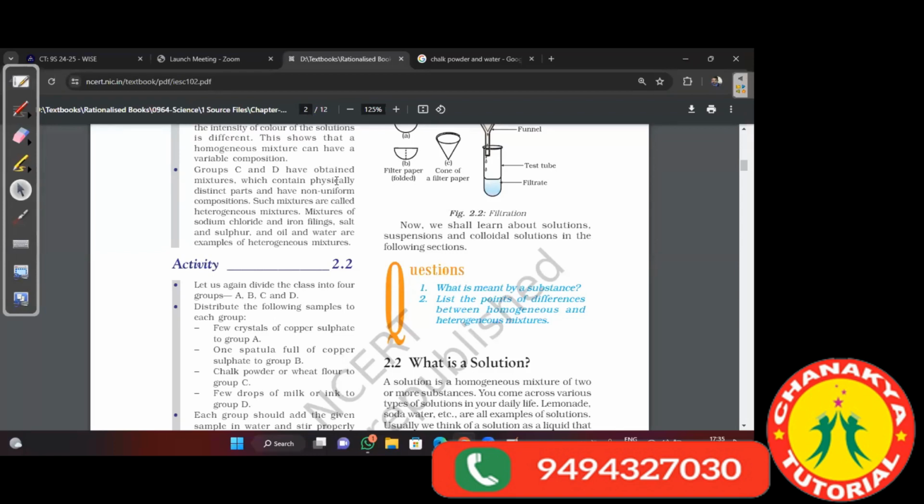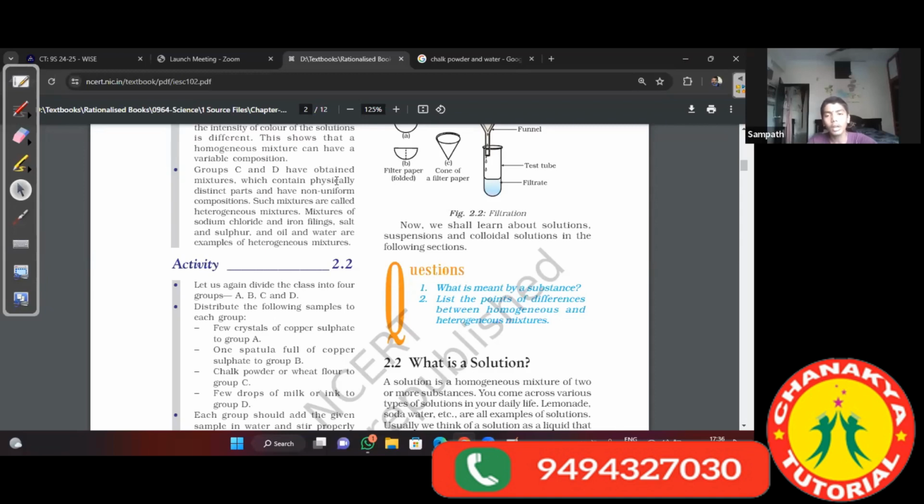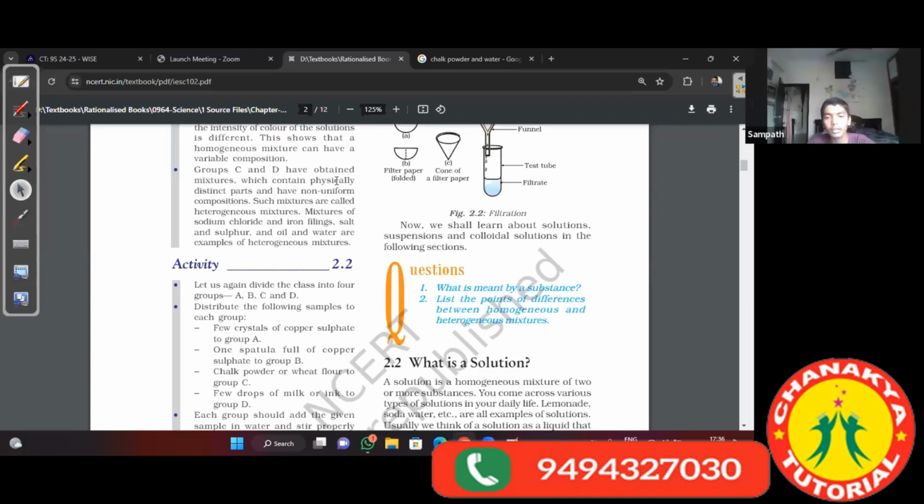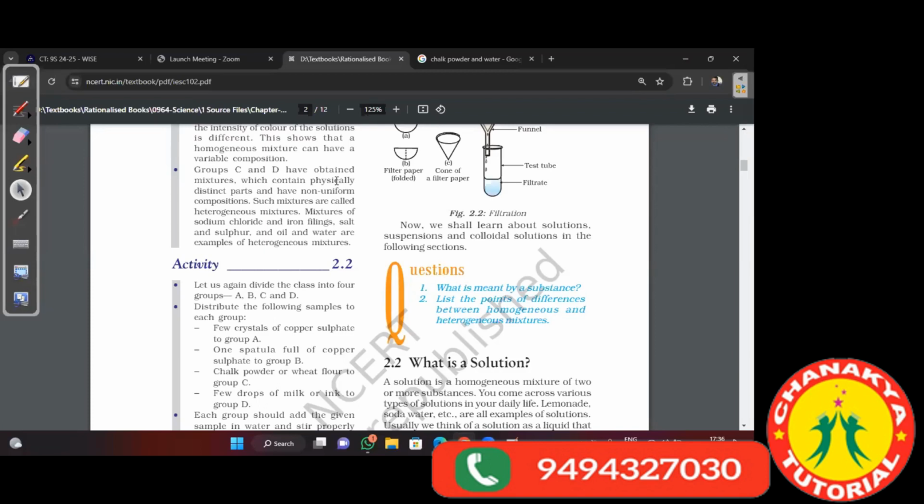Sampath, can you answer the second question? List the points of difference between homogeneous and heterogeneous mixtures. Yes, sir. In homogeneous mixtures, the solute particles are uniformly distributed, and in heterogeneous mixtures, the particles are non-uniformly distributed. In homogeneous mixtures, the particles can't be identified easily, whereas in heterogeneous mixtures, they can be identified with eyes. Very good.